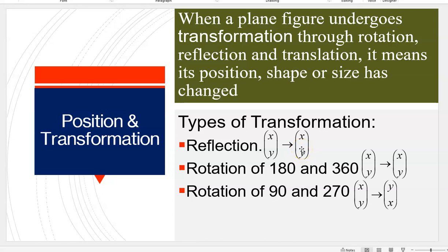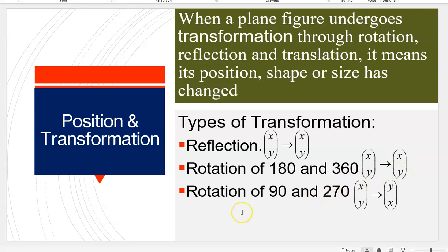In the same vein, when you rotate a point through 180 degrees or 360 degrees, whether clockwise or anti-clockwise, the position of x and y coordinates also remains the same. After your formula, either x or y will also be negative.